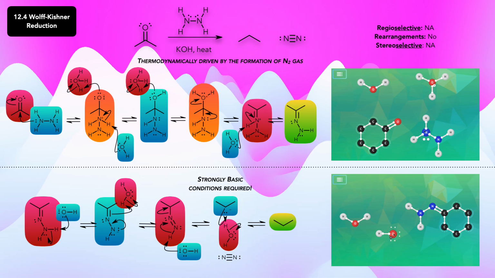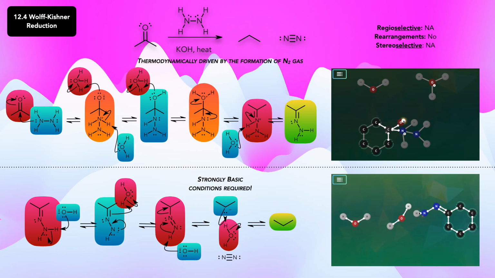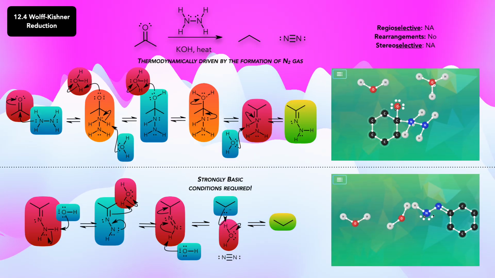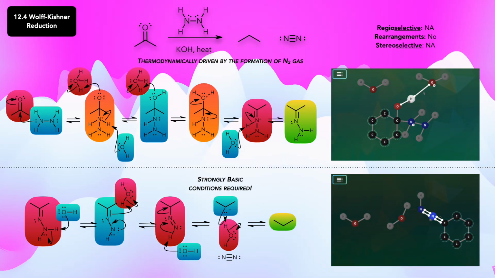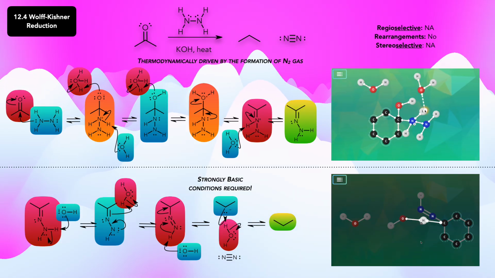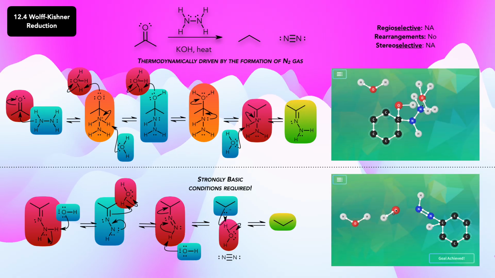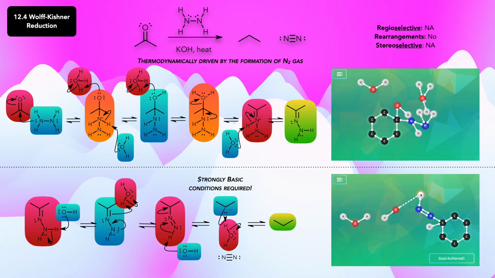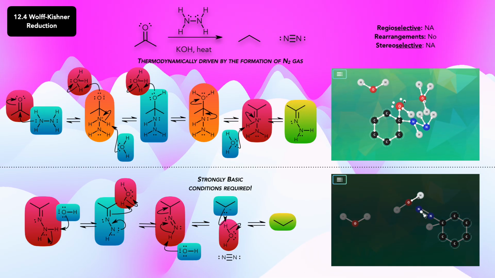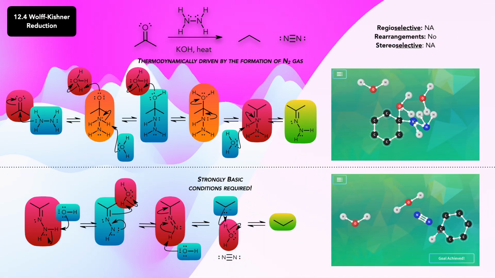In Wolff-Kishner reduction, we weaponize the imine pathway. Hydrazine reacts with carbonyl to form hydrazone. Under a strong base and heat, we eliminate nitrogen gas. And that is absolutely the driving force of this reaction. We go from a hydrazone to an alkane and nitrogen gas.